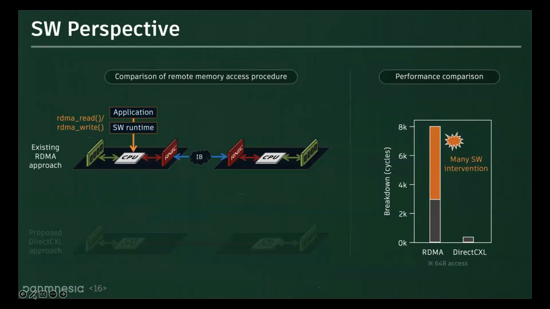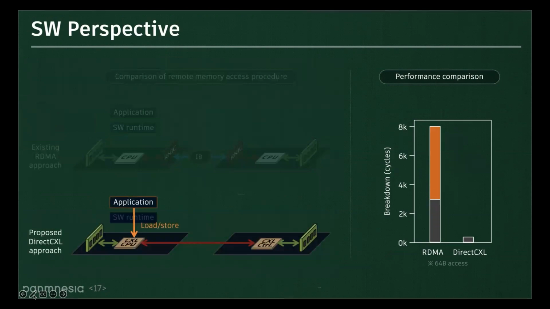From the software viewpoint, RDMA requires additional software intervention. When an application calls an RDMA function, user-level RDMA libraries must be involved to control the RNIC. In contrast, CXL does not introduce any software overhead as it accesses remote memory using load store instructions. As a result, the performance benefit increases to about 24 times.